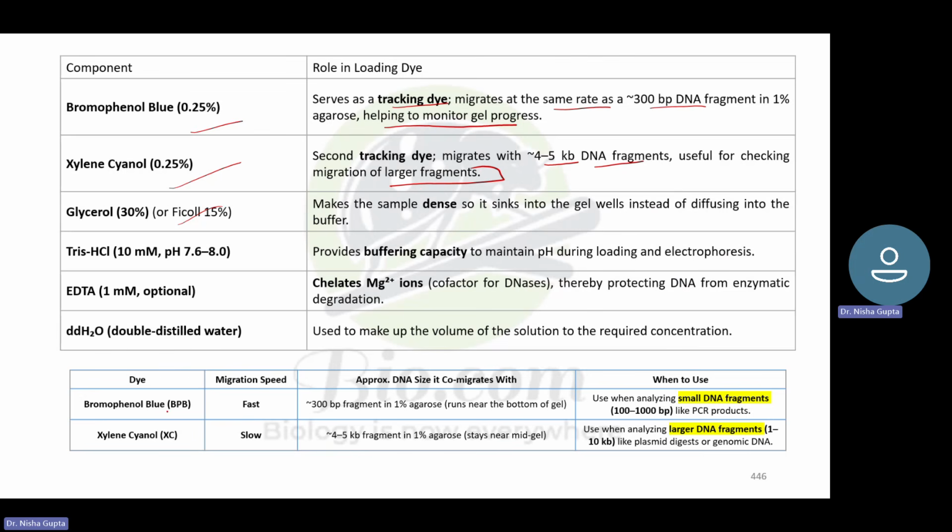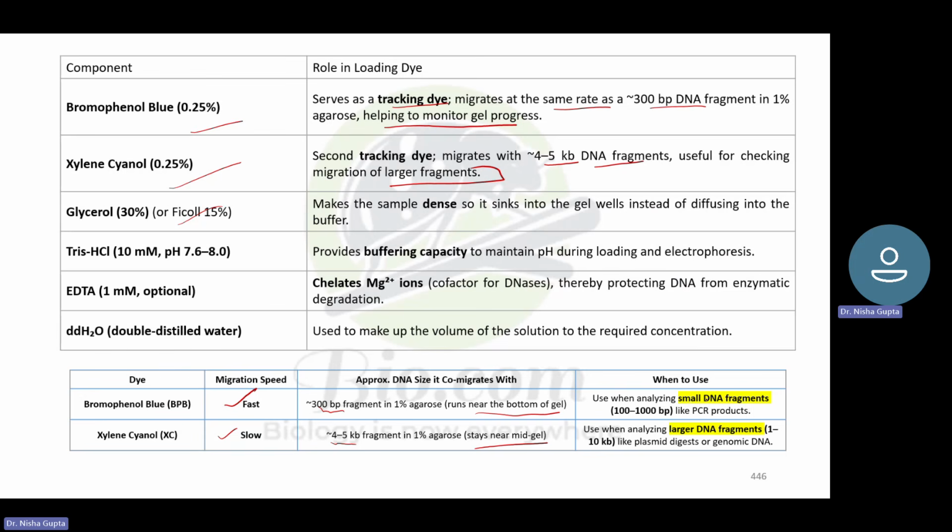See, bromophenol blue will migrate fast. Xylene cyanol will move slowly because it is for larger fragments, and we know larger fragments migrate slowly because of their molecular weight. So bromophenol blue is around 300 base pair and xylene cyanol is around 4 to 5 kb. So bromophenol blue runs near the bottom of the gel, while xylene cyanol stays near the mid gel. That means bromophenol blue runs all the way to the end because it is lighter in weight.